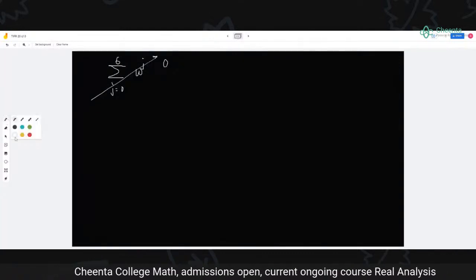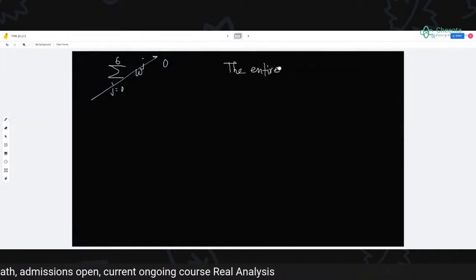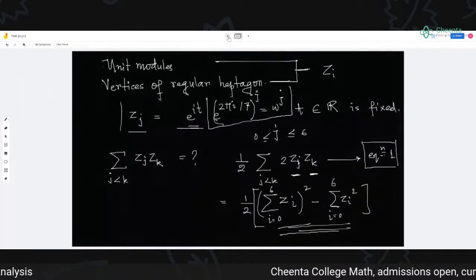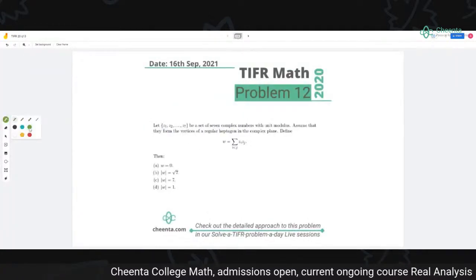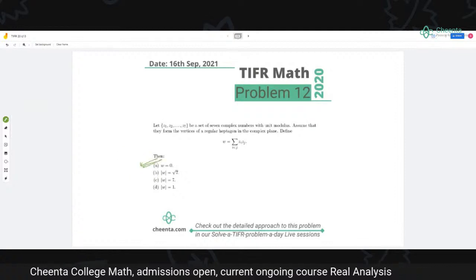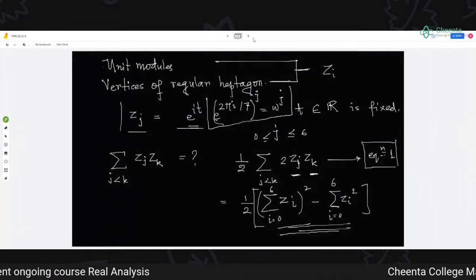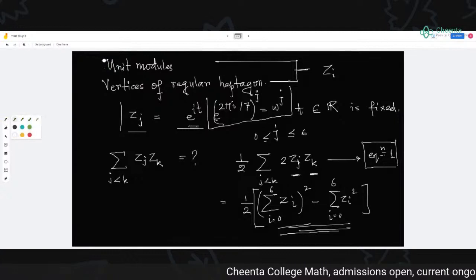The answer is that the entire sum is 0. So that's what we have as an answer. The summation of this is 0. All right. So the way we proved it is, the first thing you need to establish is that this has been given as unit modulus and vertices of a regular heptagon.